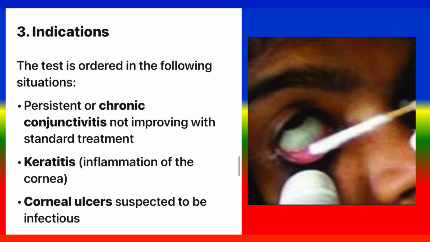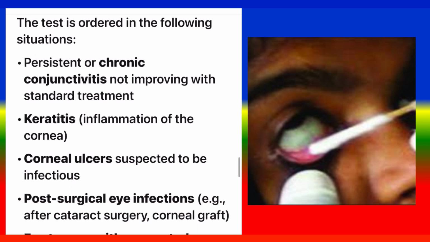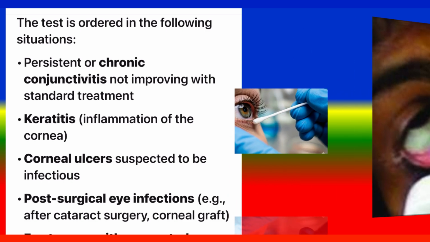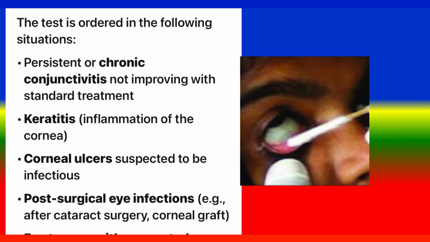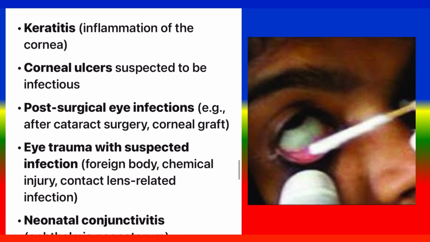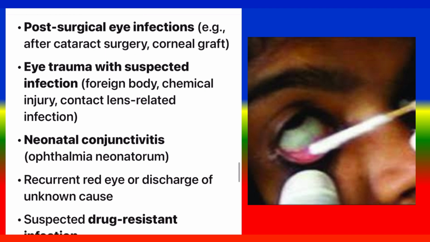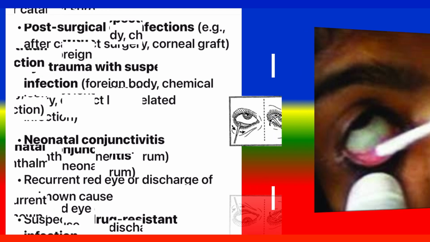3. Indications. The test is ordered in the following situations: persistent or chronic conjunctivitis not improving with standard treatment, keratitis (inflammation of the cornea), corneal ulcers suspected to be infectious, post-surgical eye infections, e.g. after cataract surgery or corneal graft, eye trauma with suspected infection, foreign body, chemical injury, contact lens-related infection, neonatal conjunctivitis, ophthalmia neonatorum, recurrent red eye or discharge of unknown cause, suspected drug-resistant infection.